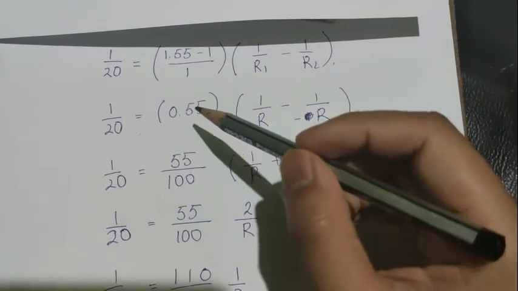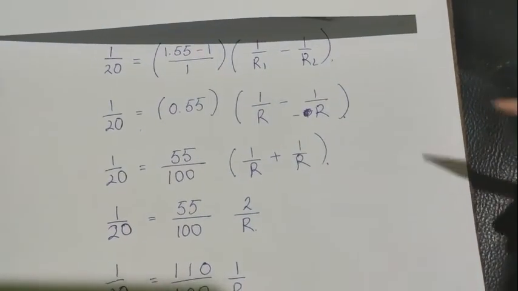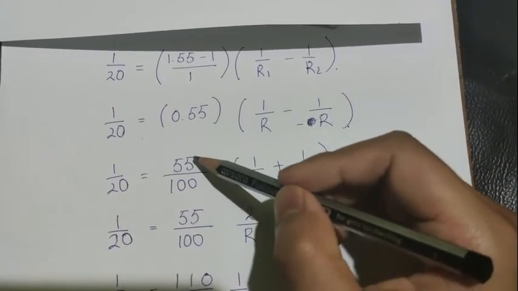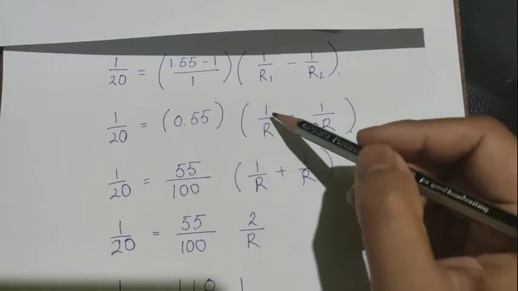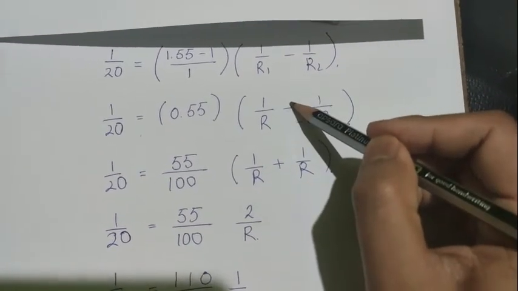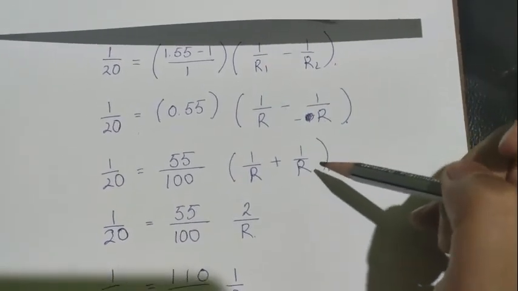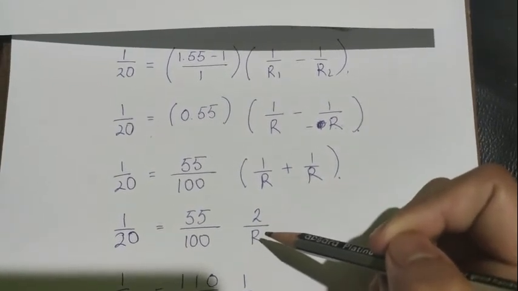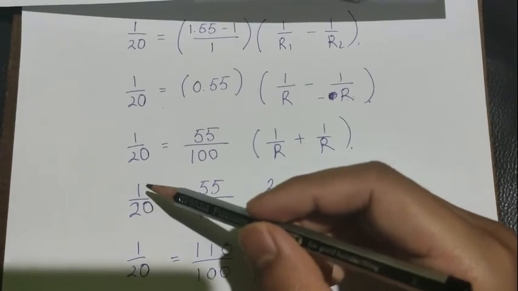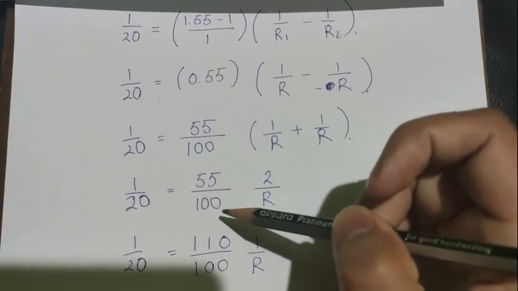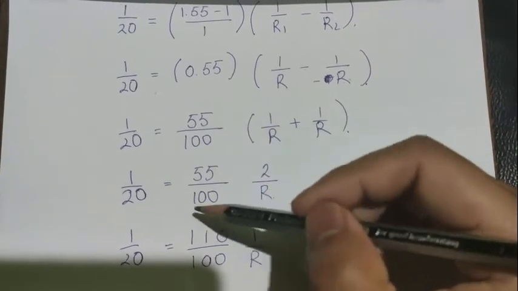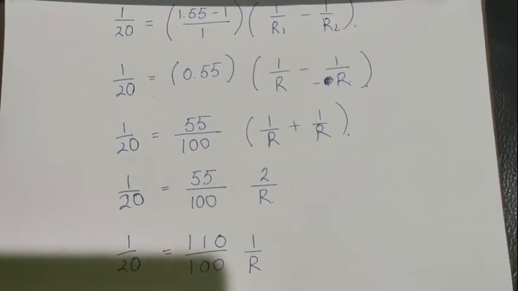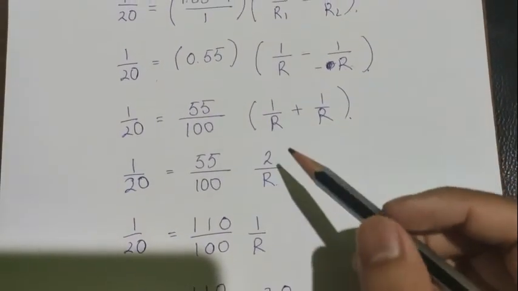Next, my 0.55 in fraction, I can write 55 by 100. So I have 1 by 20 equals 55 by 100 into, in this case, minus and minus becomes positive, so I'll write 1 by R plus 1 by R. Clear? Now 1 by R plus 1 by R will give me 2 by R. So I have 1 by 20 equals 55 by 100 into 2 by R. Now, why have we taken 55 by 100? Why not 0.55? It is for simple calculation. Is it clear?